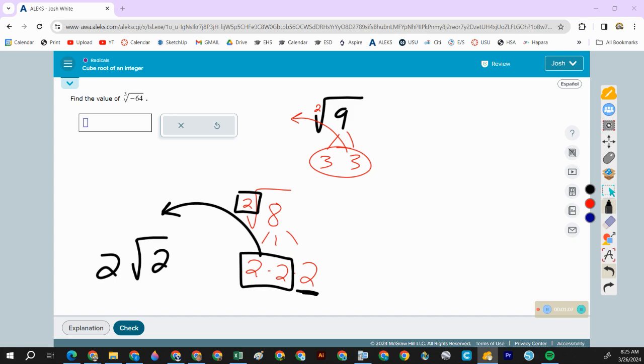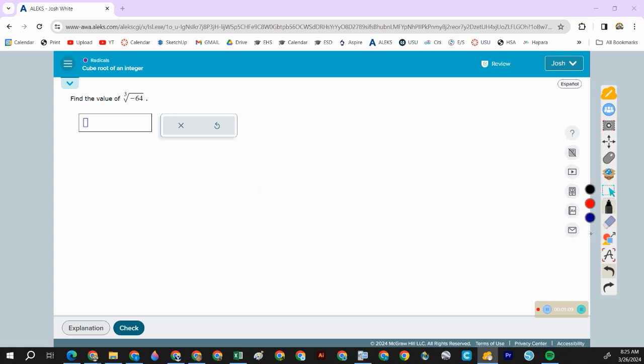Okay. But what if I had the square root of negative 16? Well, the 16 will become a 4 in a square root. But is there a number that I can multiply by itself and equal negative 16? Well, if I did 4 times 4, that gives me a positive 16. So if I made one of them negative, is that going to work?